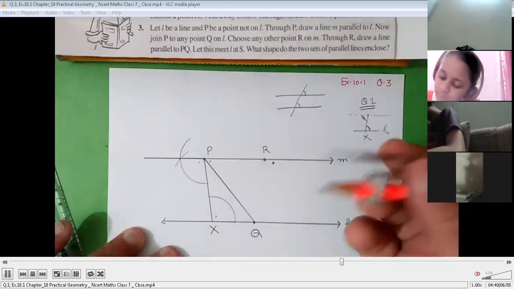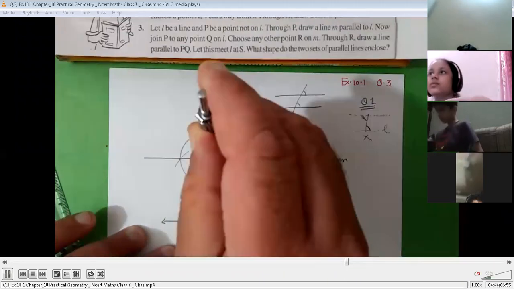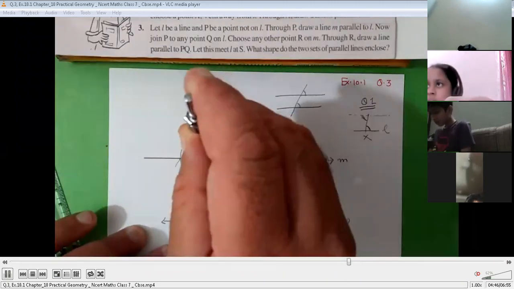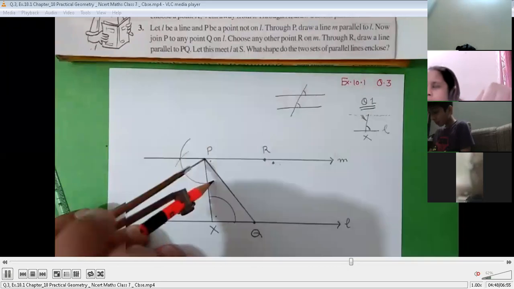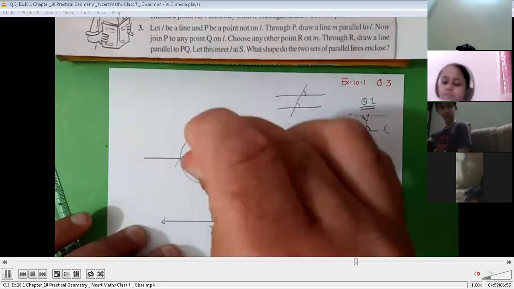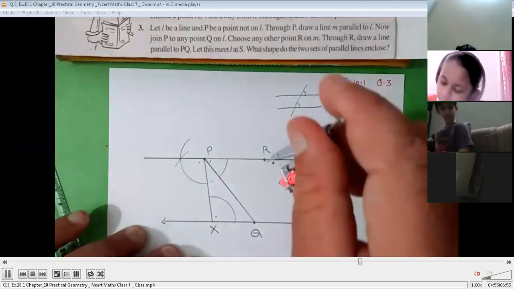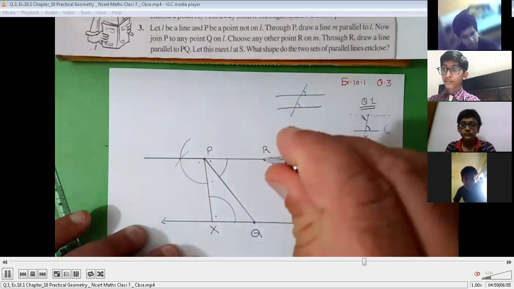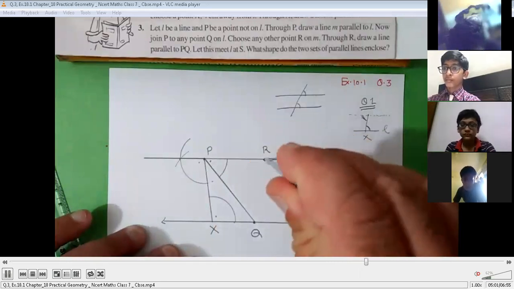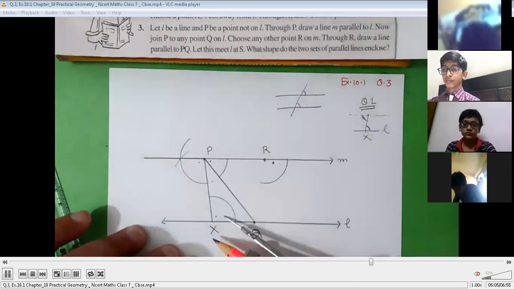Use a compass of any measurement and draw an arc at point P. Like this, draw an arc at point P. Now the same arc will be drawn at point R also. The radius which you have taken at point P, the same radius will be taken at point R.